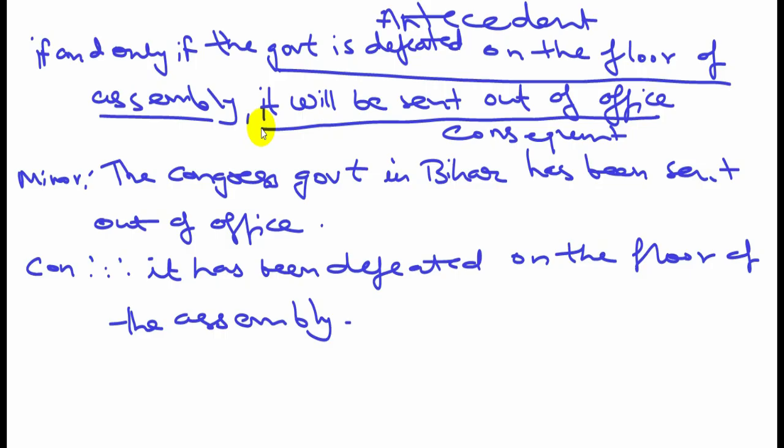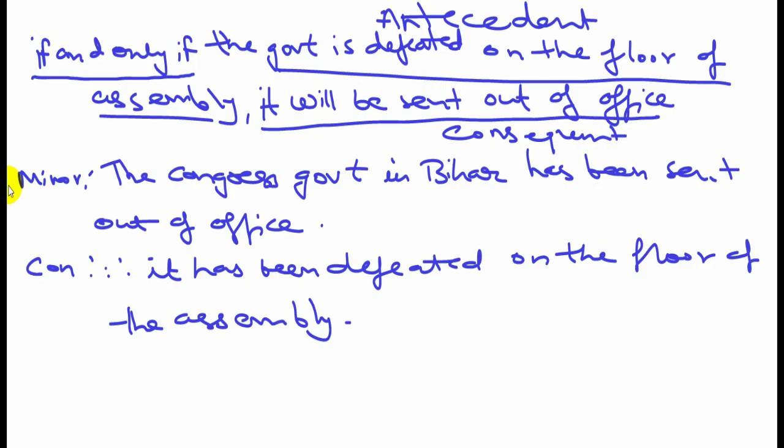This argument is valid because the condition stated in the antecedent is the only condition. But again, here also, if you see, this is the only condition in which, if the government is defeated on the floor of the assembly, definitely it will be sent out of the office. Therefore, if the consequent is affirmed in the minor premise, the antecedent can be affirmed in the conclusion. Right? This is our normal situation.